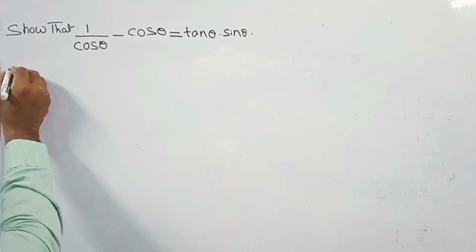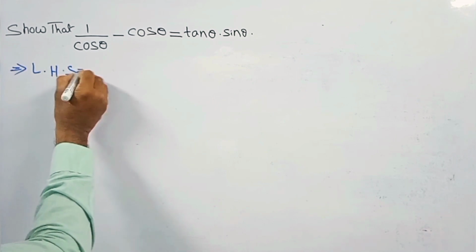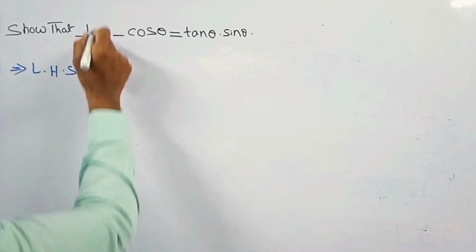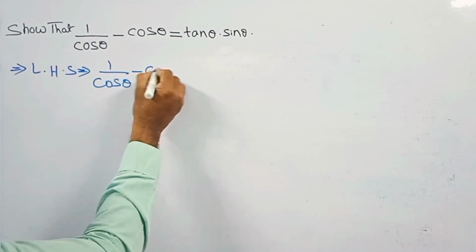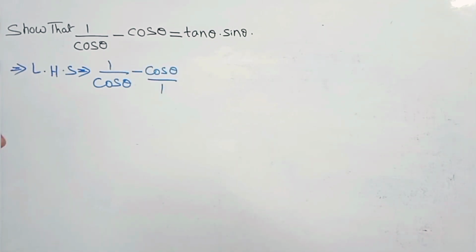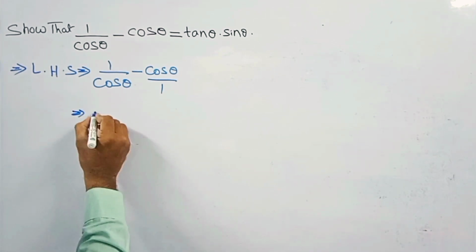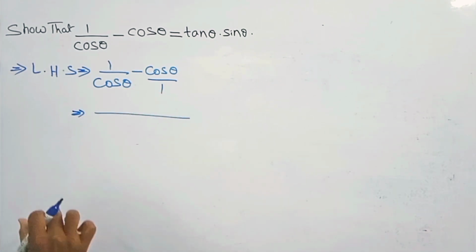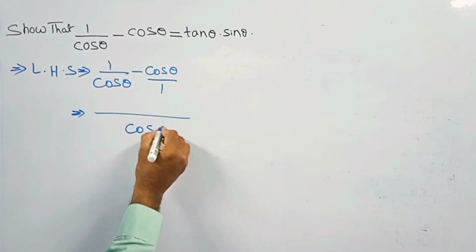So step number 1 is, first we will write LHS, meaning left hand side. What is the left hand side here? We have 1 upon cos theta minus cos theta. If there is nothing, we can consider 1 in the denominator. After that, we will take the LCM of these two. What will be the LCM of cos theta and 1? The LCM will be cos theta.